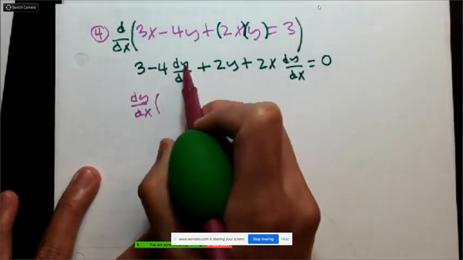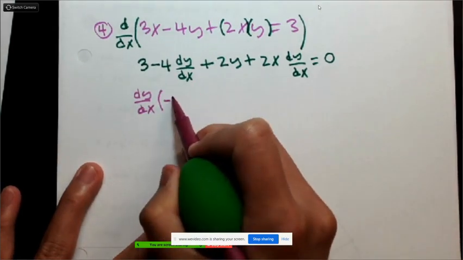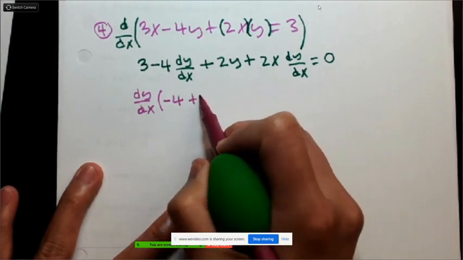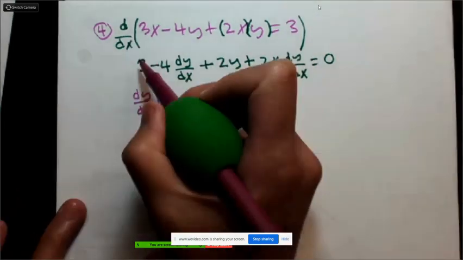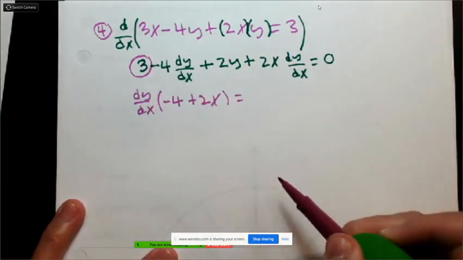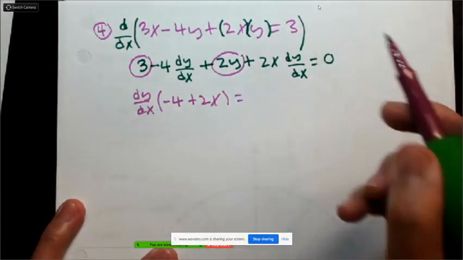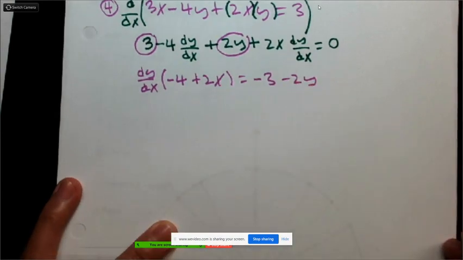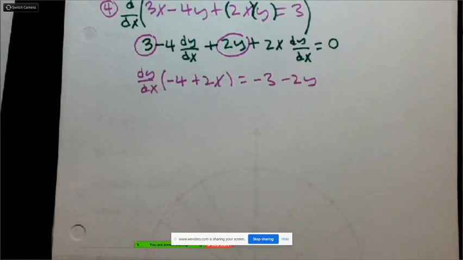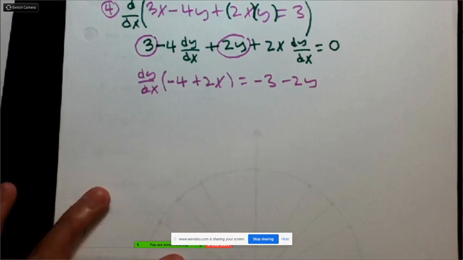And when I do, the one that's stuck with the dy over dx is negative 4. Another one that's stuck to it is 2x. Because I know I have to move the other guys over, I'm going to move this guy over by subtracting, and we're going to move this guy by also subtracting. So minus 3 minus 2y. If you're uncomfortable doing 2 steps at the same time, take it one at a time. Are you okay with that portion?